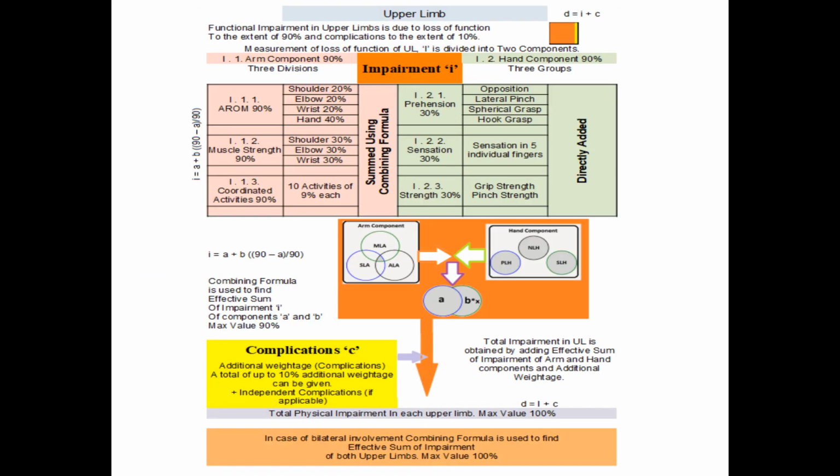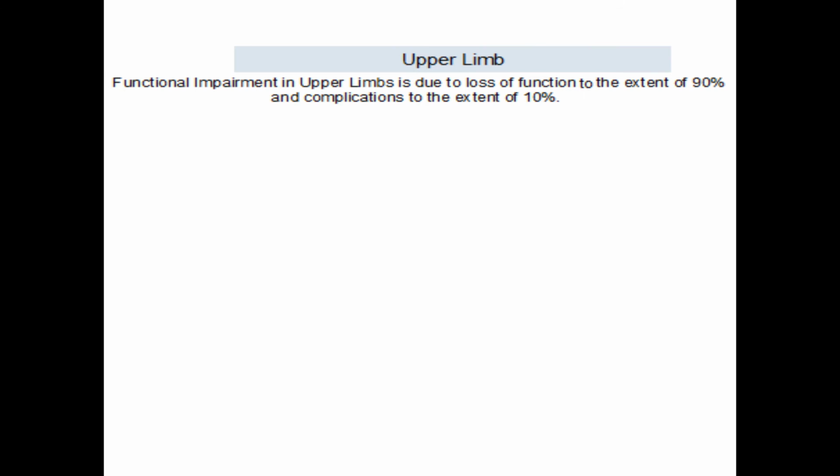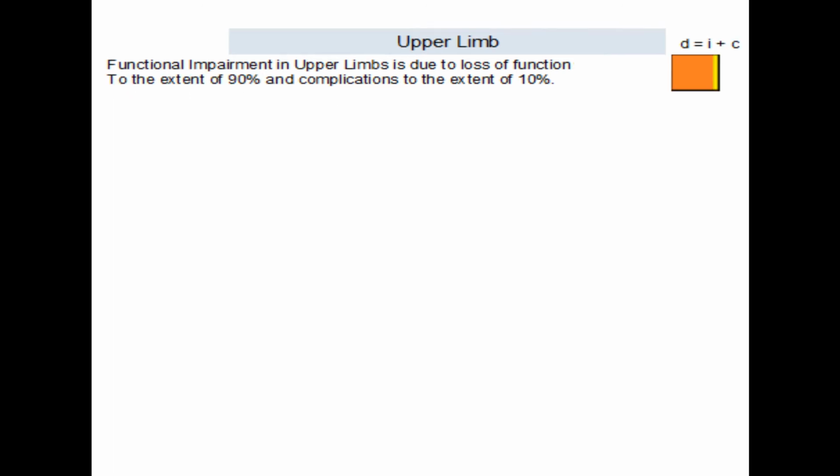Now let us move to the flowchart. Flowchart makes it very easy to understand the assessment of disability. This flowchart shows the process given in Gazette in a step-by-step and easy to remember manner. Disability according to manual is due to loss of function to the extent of 90% and complications to the extent of 10% in a case of 100% disability.